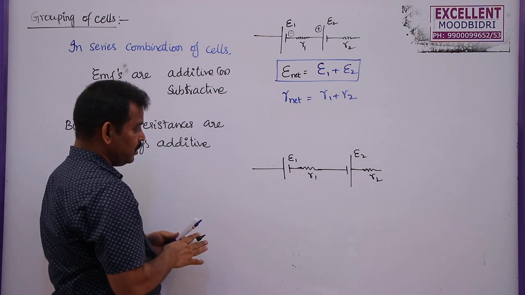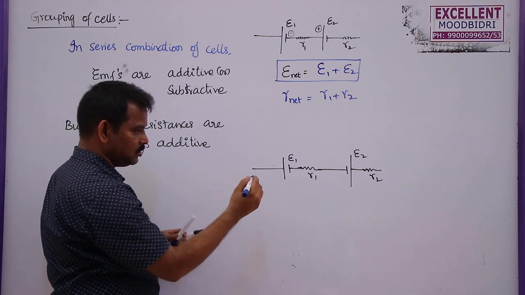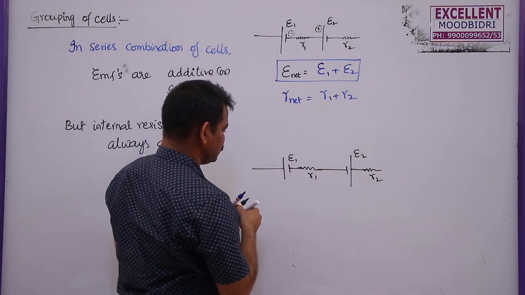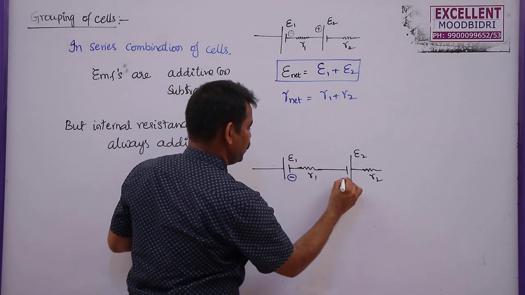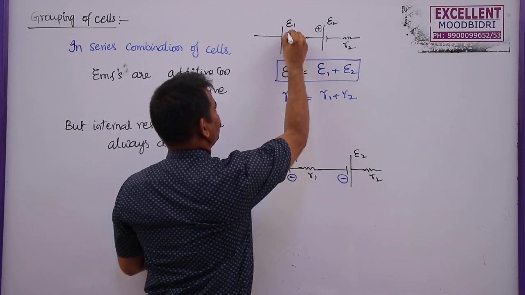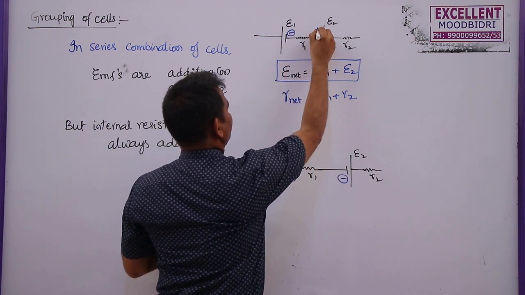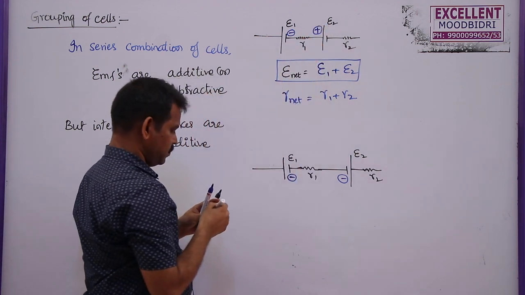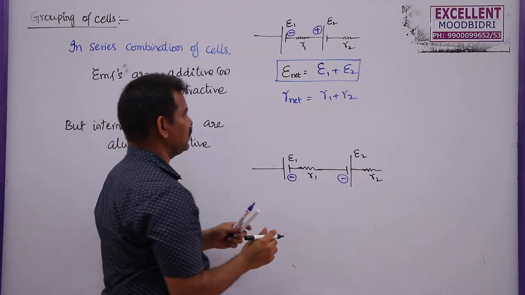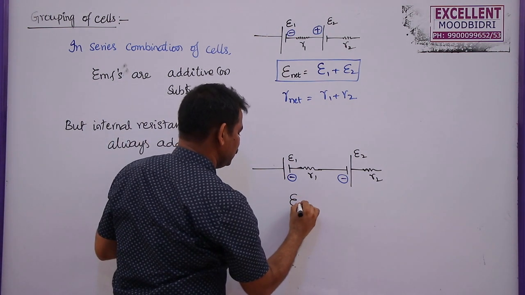Now it is different from the previous one. This is also a series combination. The negative terminal of the first cell is connected to the negative terminal of the second cell, whereas here the negative terminal is connected to the positive terminal of the second cell. So now these are also said to be connected in series only. The condition is, what is E net now?